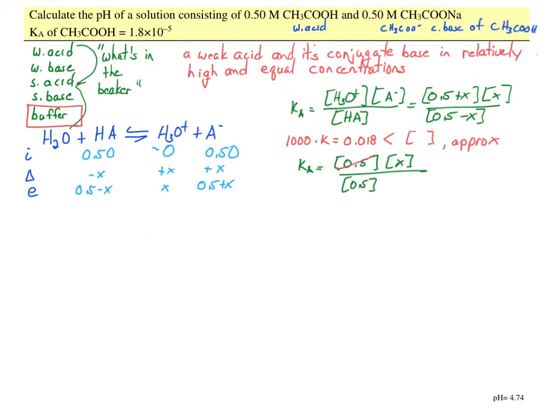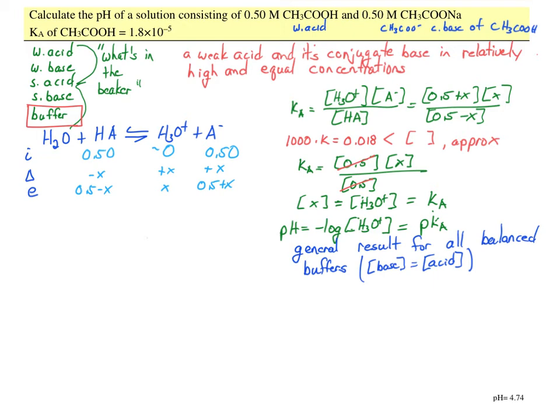So our 0.5 plus X reduces down to 0.5. Our 0.5 minus X reduces down to 0.5. And therefore, we see that 0.5 cancels out, and X, which is equal to our H3O+ ion concentration, is equal to Ka. And that means our pH, which is the negative log of H3O+ ion concentration, is equal to pKa. This is a general result for all balanced buffers. Balanced buffers are buffers in which the concentration of the base is equal to its conjugate acid. And the general result is that pH is equal to pKa in those situations.